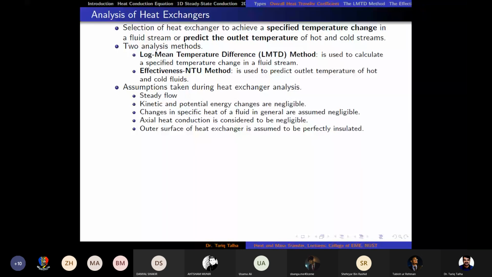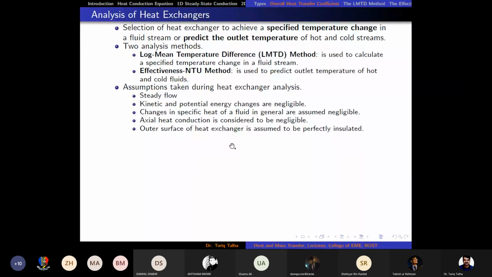So we talked about two methods. One is log mean temperature difference. It is used to calculate a specific temperature change in a fluid stream, and we need to calculate the surface area which is required for that specified temperature change. And in the effectiveness NTU method, the surface area of the heat exchanger is given as input, and we use it to predict the outlet temperatures of the fluids and these things.